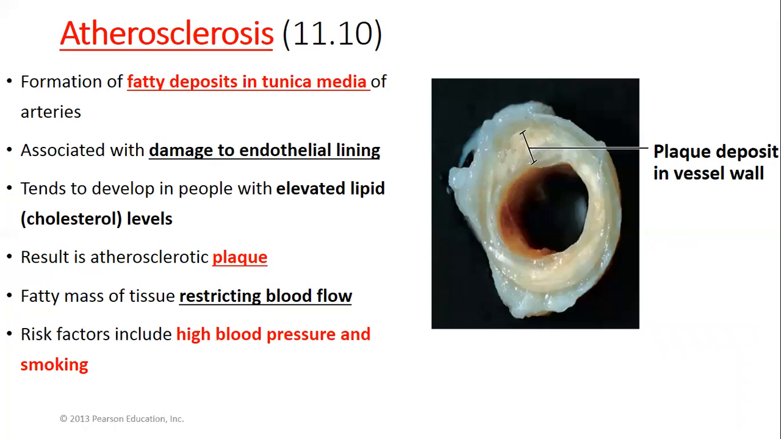Problems with blood vessels, like fatty deposits in the tunica media, can cause atherosclerosis. There's a big, thick plaque. Gross, right? That's a big fatty plaque in the wall of a blood vessel. And that can cause damage to the endothelial lining. And that tends to develop in people that have elevated cholesterol levels. So that's why cholesterol levels are so important to measure on a regular basis.